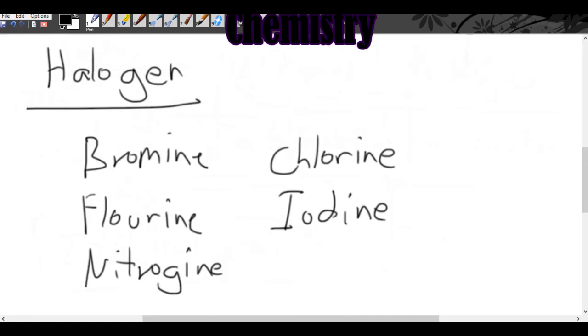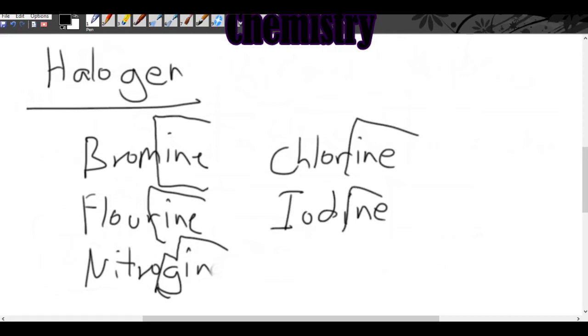So for these particular elements, bromine, fluorine, nitrogen, chlorine, and iodine, in terms of putting them in some chemical compounds, we actually change the suffix of all of these. So all of these are changed. So this can be replaced by bromo.